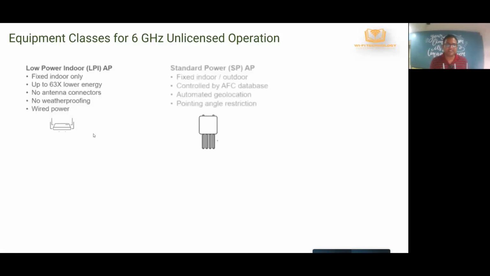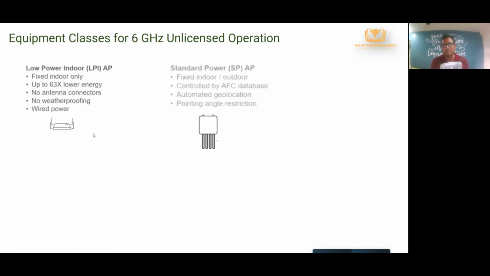The next category would be the standard power access points. These could be used both indoor and outdoor. I would say most enterprise access points would likely fall into this category because in some cases you want to use standard power indoors. Also, if you have any access points that are installed outdoors, then of course they will want to use the standard power mode.